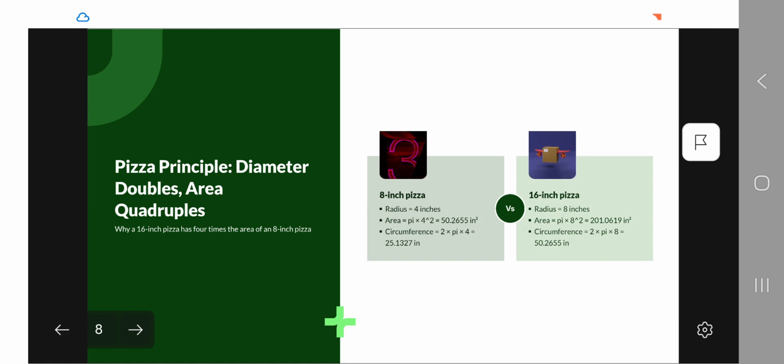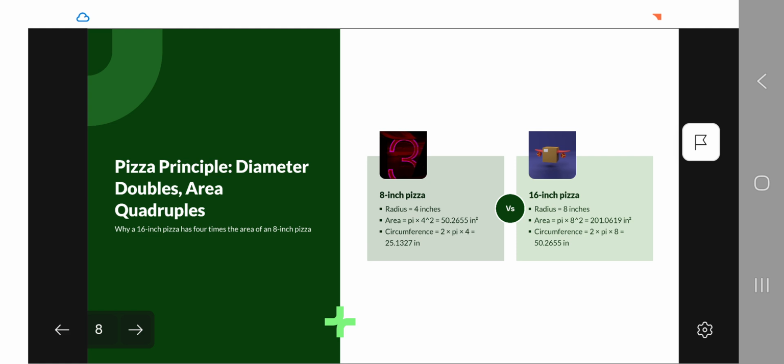Pizza principle. Diameter doubles, area quadruples. Oh no. So, why does a 16-inch pizza have 4 times the area of an 8-inch pizza? So, for the 8-inch pizza, the radius is 4 inches. So, area equals pi times 4 squared, equals 50.2655 inches squared. And now the circumference is 2 times pi times 4, which is approximately equal to 25.1327 inches.